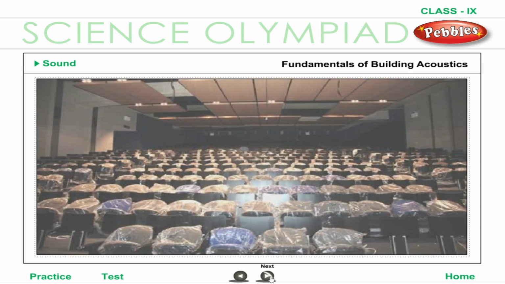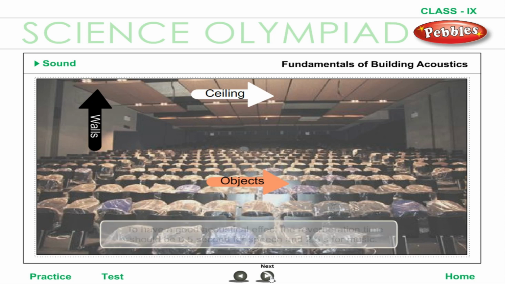Fundamentals of building acoustics. The branch of physics dealing with production and controlling the factors relating to the design and construction of cinema theaters, auditoria, concert halls, etc., so that the speech, music, and songs are clearly reproduced to give a pleasing effect to the audience is called acoustics of building. The subject that deals with the construction of good auditoria is called architectural acoustics.